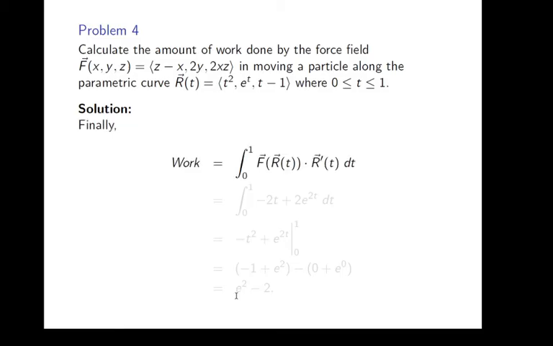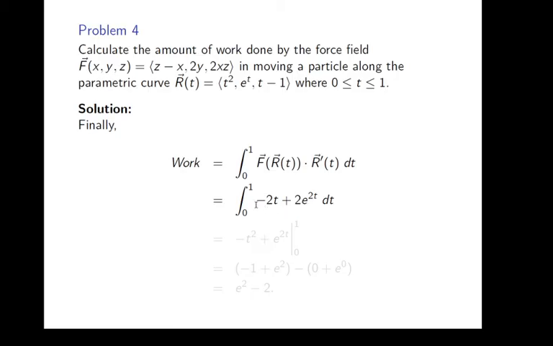Okay, so let us compute for the work done. So this is equal to the definite integral of F evaluated at r of t dotted with r prime of t dt, where t runs from 0 to 1. So we already computed for the dot product. It is equal to negative 2t plus 2e to the exponent 2t. Now we need to integrate this part.